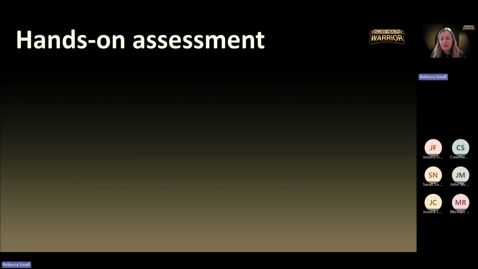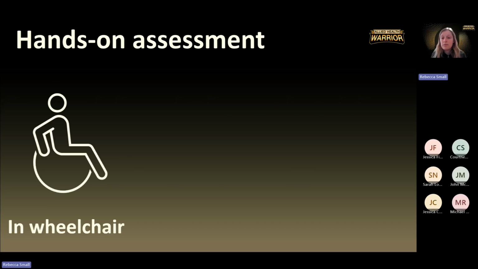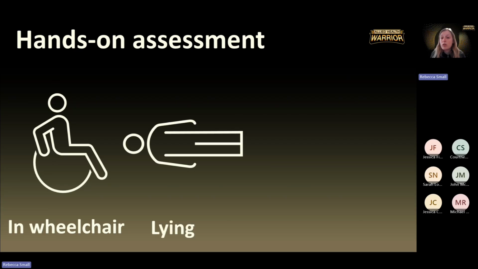It's going to be way too much manual handling for you as one person. Ideally then, for the MAT evaluation, we're going to conduct the hands-on assessment with the client in 3 different positions. Position 1, we first observe their posture in their current seating, such as their wheelchair. Doesn't have to be, but would usually be their wheelchair. Then transfer to the lying or the supine position.